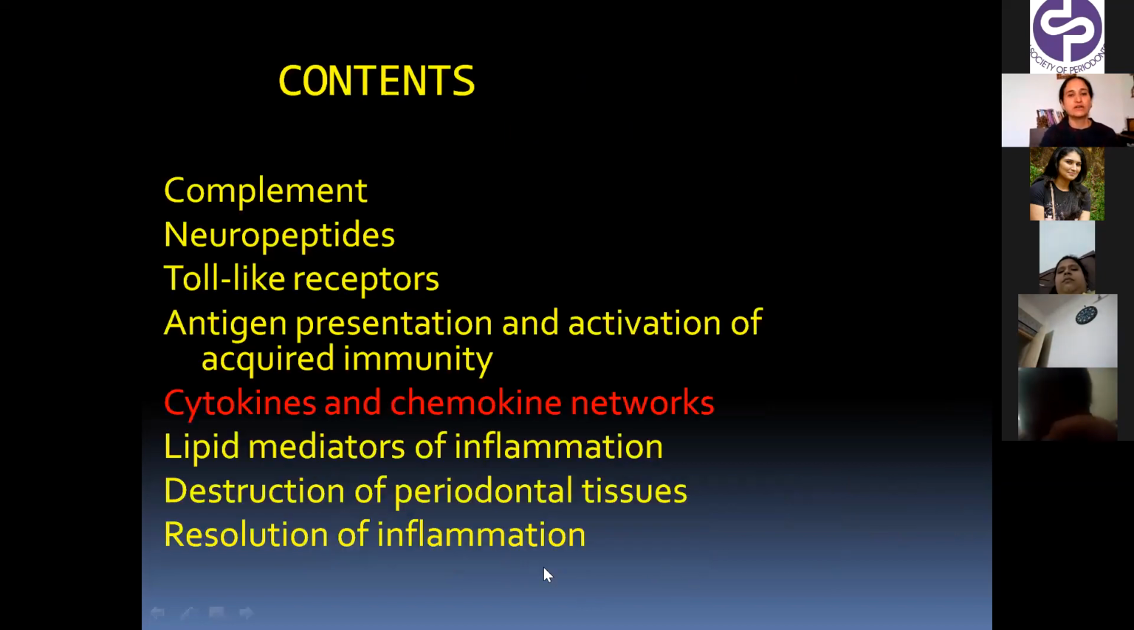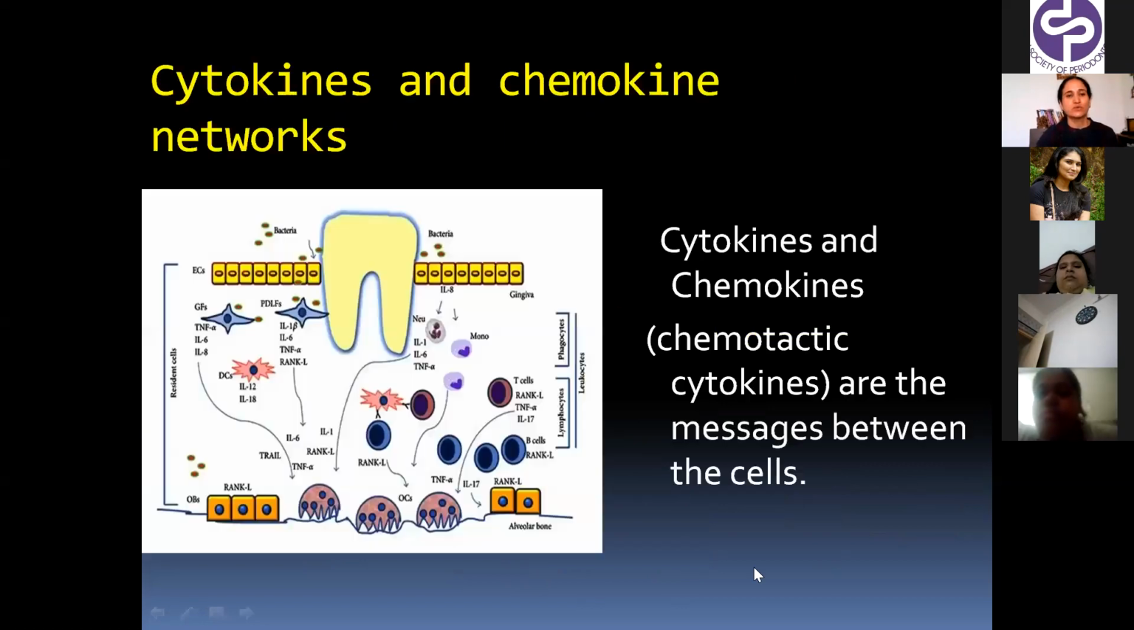Now we go to the cytokine and chemokine networks. What is the difference between cytokine and chemokine? Cytokine is a broader term. Chemokine is that cytokine which has an attractant property, with a chemical gradient which will migrate different types of cells to the local areas. So this is an array of different types of chemokines and cytokines which have been seen in the periodontal tissues.